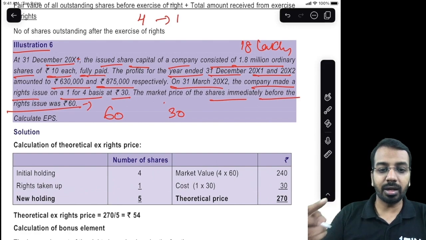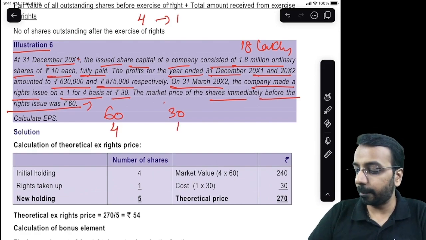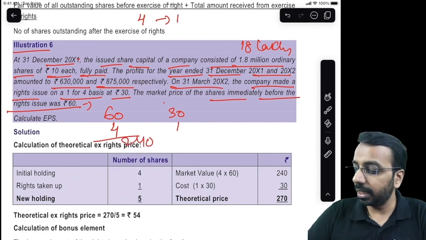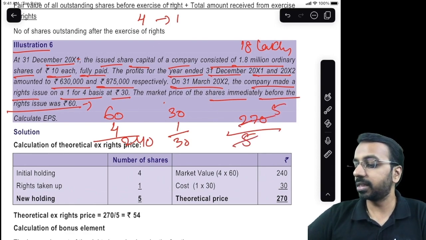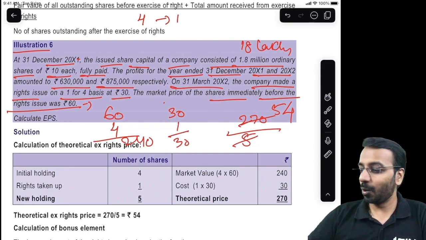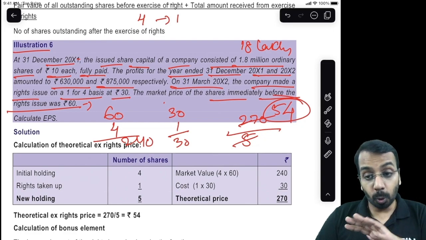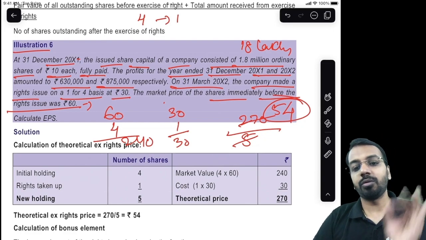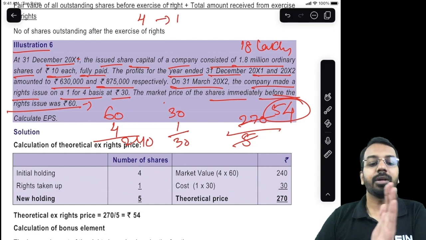Now how do we calculate the theoretical ex rights price? 60, I need 4 shares, I'll get 1 share at 30. So 60 into 4, 240, plus 30 into 1, 30. Now the total valuation is 270, for how many shares? For 5 shares. So 5 fives are 25, 5 fours are 20, so 54 is my theoretical ex rights price. It means if no other event happens, the price should come down to 54. That's why it's called theoretical. In theory, the price will be 54.